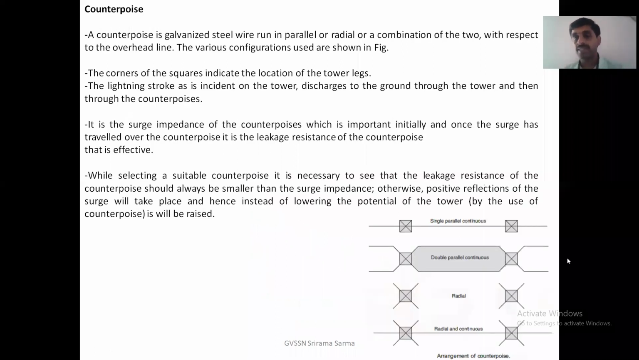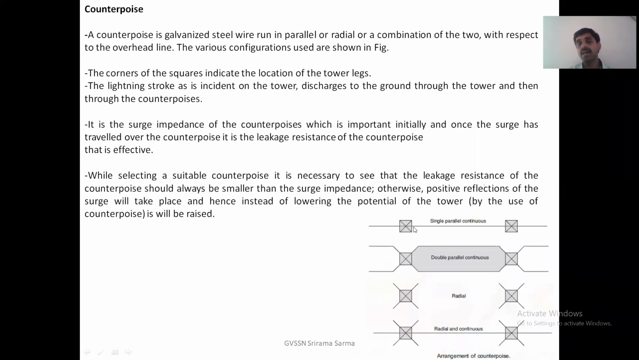Come to the counterpoise. Counterpoise means galvanized steel wire run in parallel or radial combination, or a combination of the two, with respect to the overhead line. At the foot of the tower, we keep some galvanized steel wires. So these are called counterpoise. There are various configurations. What is the meaning of this?